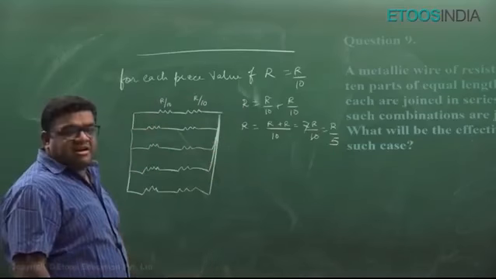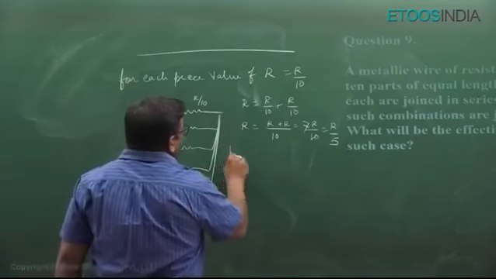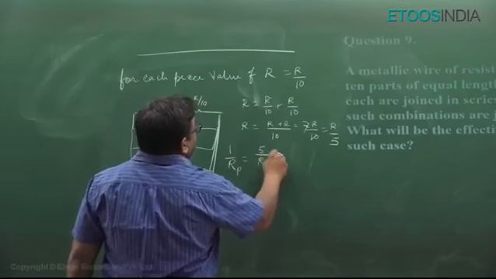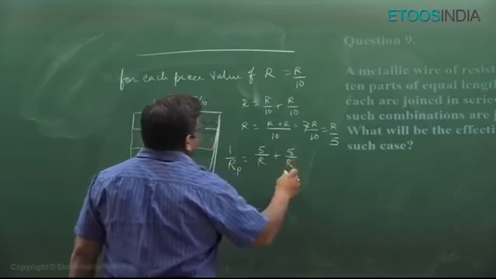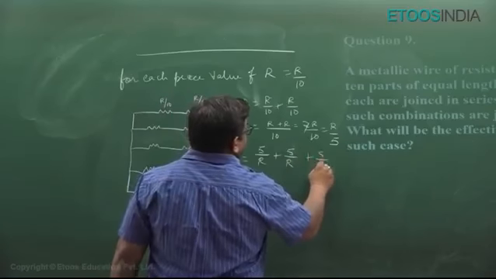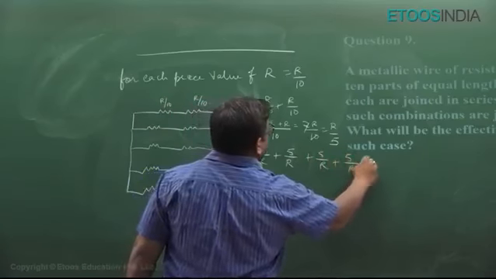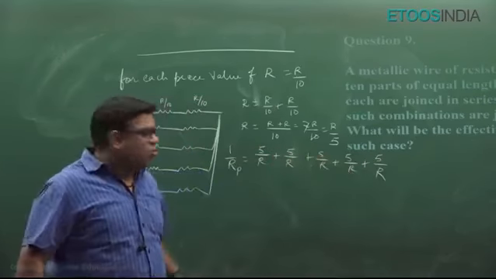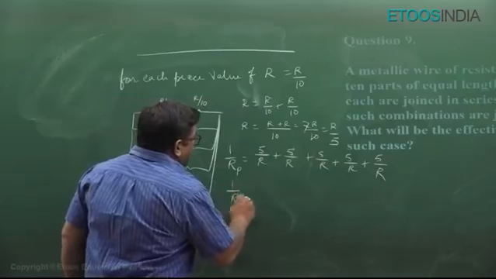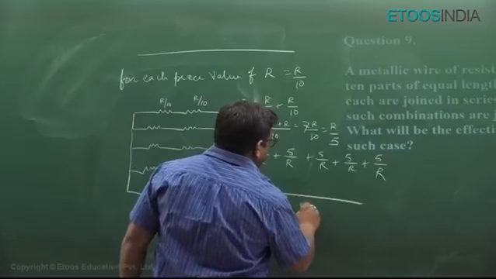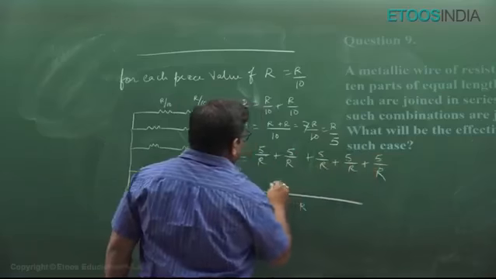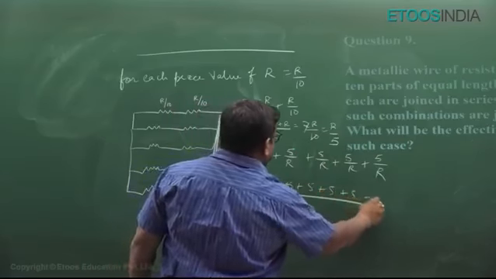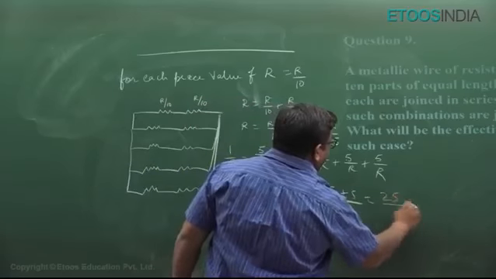Now such 5 sets are connected in parallel. So we know that 1 upon Rp is equal to 5 by R plus 5 by R plus 5 by R plus 5 by R plus 5 by R. We have to reciprocate it. Now 1 upon Rp will be equal to 5 plus 5 plus 5 plus 5 plus 5 by R. The answer comes out to be 25 by R.